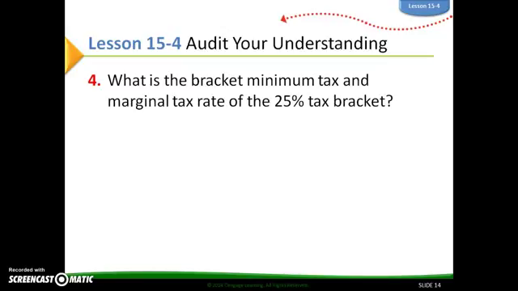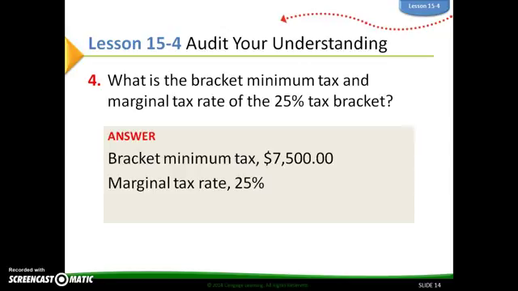What is the bracket minimum tax and then the marginal tax rate of the 25% tax bracket? And again, here's where you would want to look at the actual tax table or the rate schedule. It's on page 458. So you would see that for the 25% tax bracket, you're looking at a minimum of $7,500, and then the tax rate is 25%. And the $7,500 is what you pay at the 15% rate on the first $50,000.